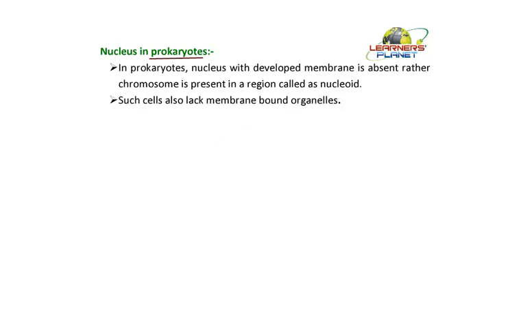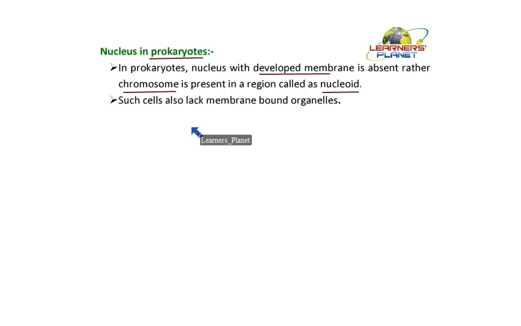So in the case of prokaryotic cells, the region in which the chromosome is actually present is known as nucleoid. That means there is no separate membrane, there is no separate matrix, but the chromosome is of course present. That means the controlling center is definitely present in the case of prokaryotic cell also. And this type of chromosome which is present in a particular region in a prokaryotic cell is known as nucleoid.